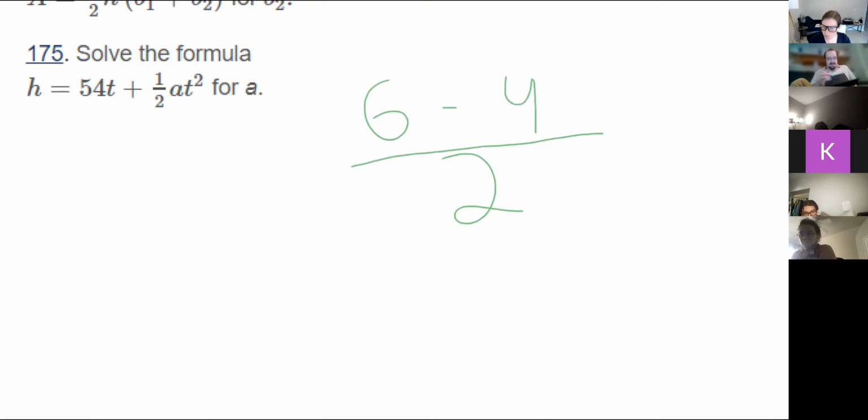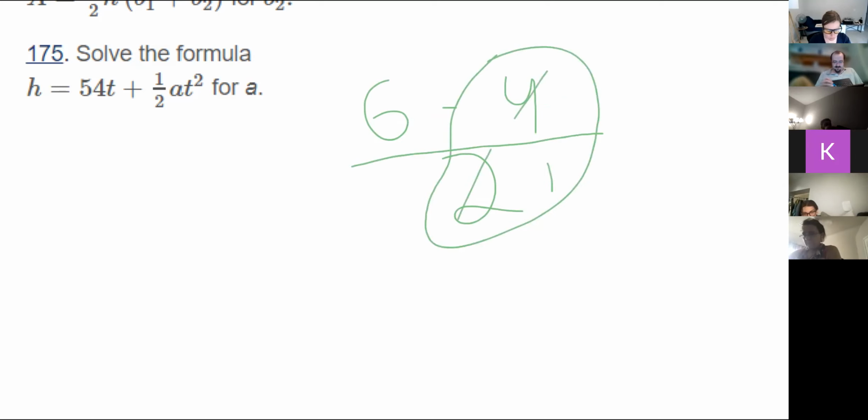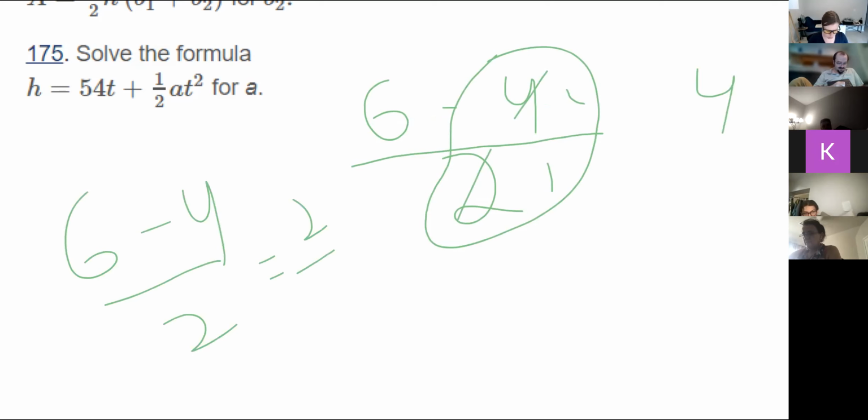Or do something like that. If I just simplified these two, right? That gives me, what, 1 and 2. Does that work? 6 minus 2 gives me 4. But if I do this the other way, 6 minus 4 over 2, if I do it the correct way, this is really just 1.